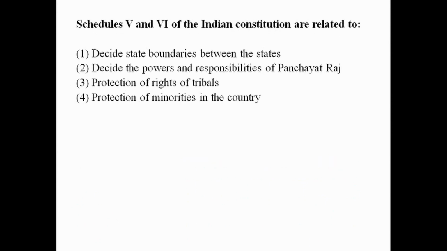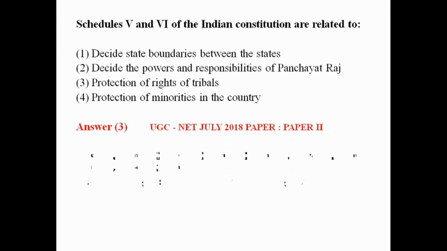Next question. Schedules 5 and 6 of the Indian Constitution are related to. Option 1, deciding state boundaries between states. Option 2, deciding the powers and responsibilities of Panchayati Raj. Option 3, protection of rights of tribals. And option 4, protection of minorities in the country. The answer is option 3, that is protection of rights of tribals.